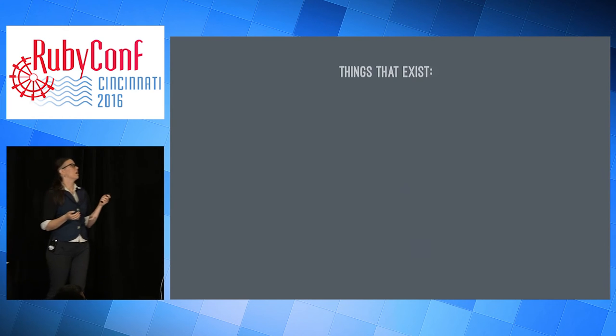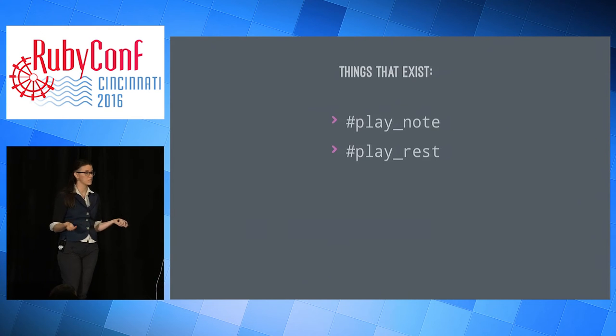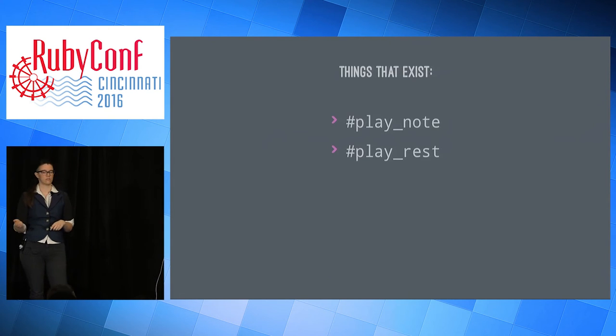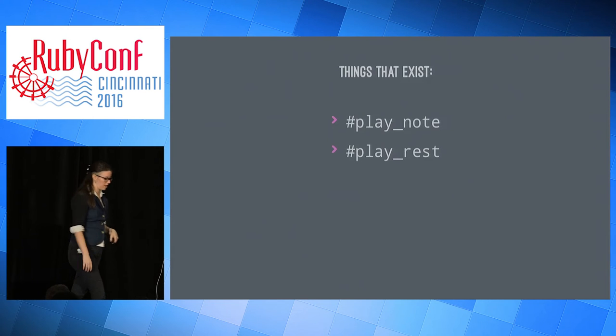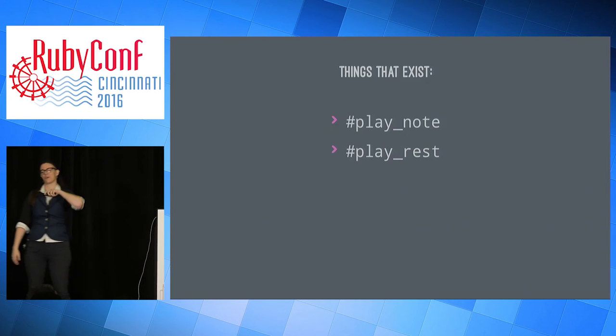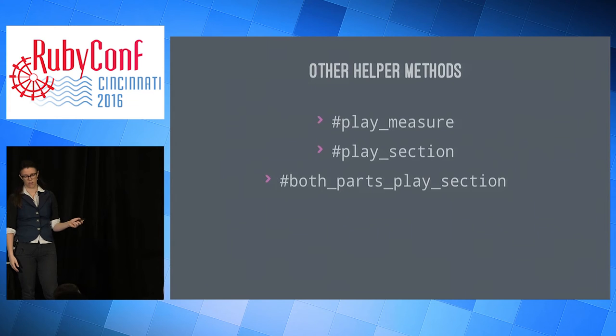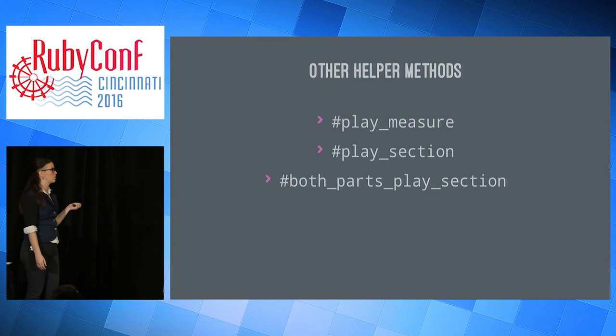And then I've defined a couple of methods for us to start with, play note and play rest. They're fairly straightforward just because every note and every rest is the same rhythmic value, and it's not really that interesting or important to the process, so you're welcome. Other helper methods, I think, would be a good way to move forward.